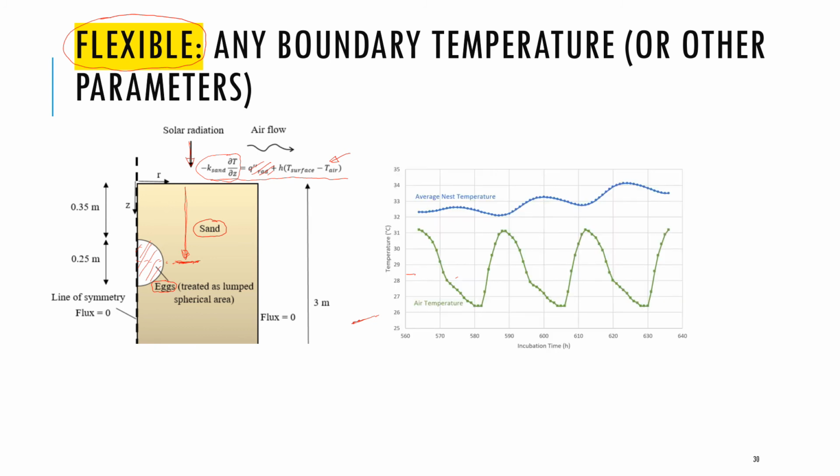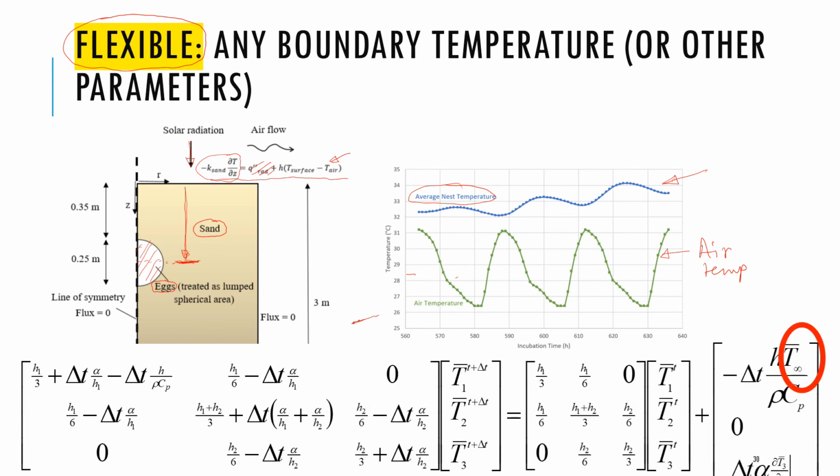In fact, it looks like this. This is the air temperature. So if the air temperature keeps changing with time, how do I calculate the temperature here? By the way, the solution looks like this, the average nest temperature. But how do I calculate that? I'll show you in the next slide. It is hard to do this analytically. So here with the finite element method, this is very easy.